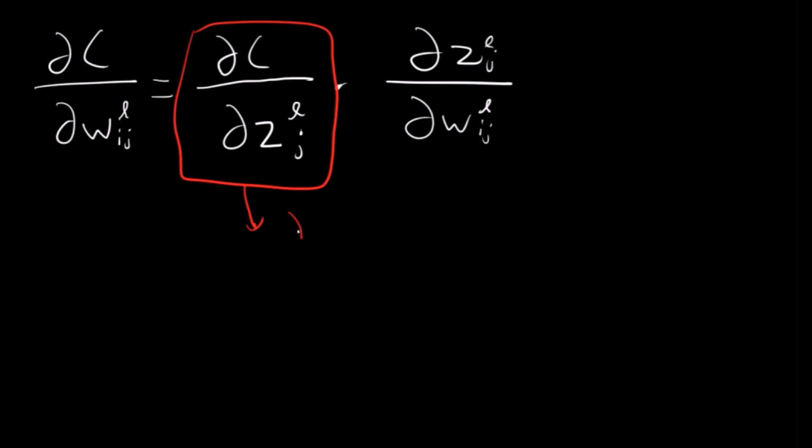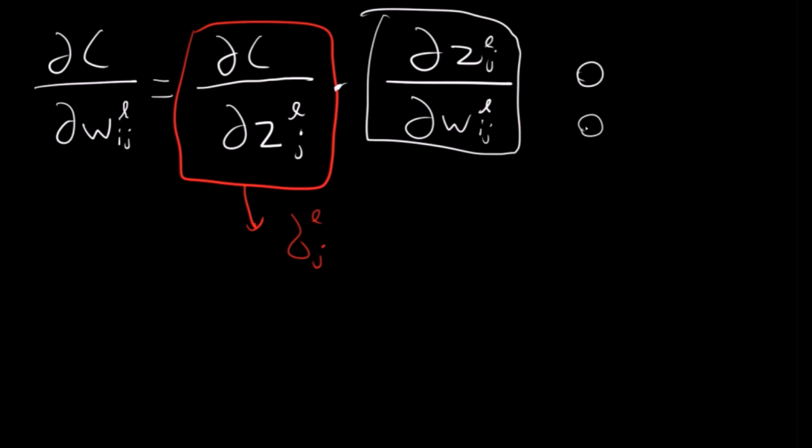I'm going to draw this a little bit neater. Delta^L_j, right? And we calculated that earlier, so we know this already. And then figuring out this quantity right here is going to take a little bit of thinking, but we'll get there. So let's take a look at what's happening in this neural network. I'm going to draw this again.